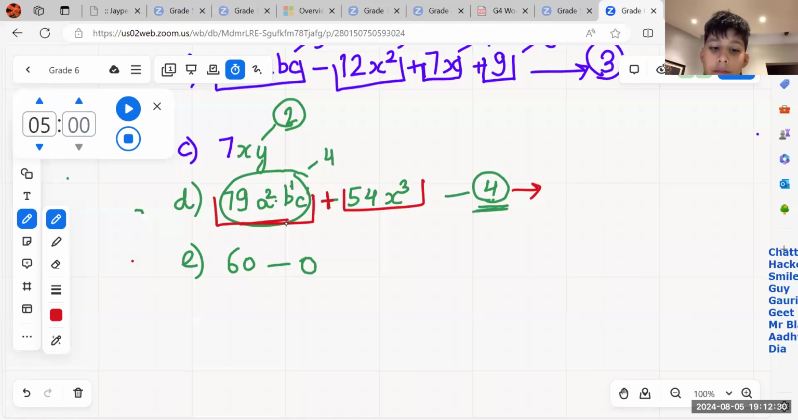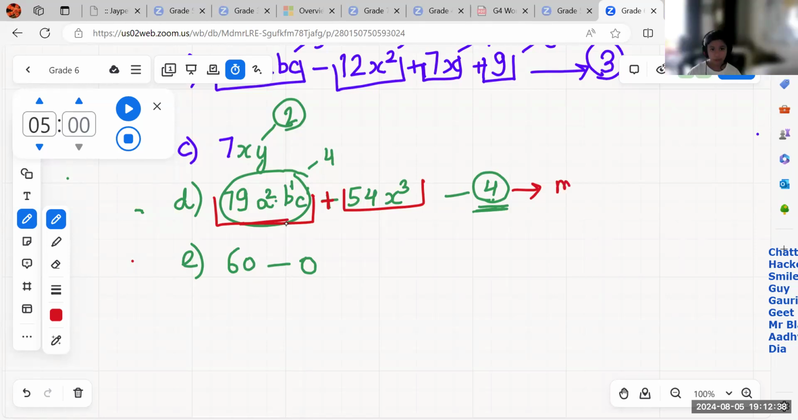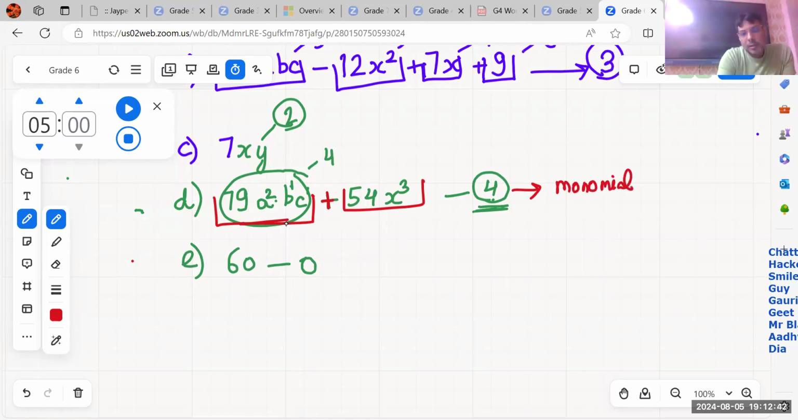Sir, may I? Yes. What is this: monomial, binomial, trinomial, or polynomial? Sir, monomial and polynomial. So we call it monomial. But we can write, if there's any number, we can write it as polynomial. So will that be marked as incorrect? Beta, it will be marked as incorrect. So why? But beta, they want the specific answer.